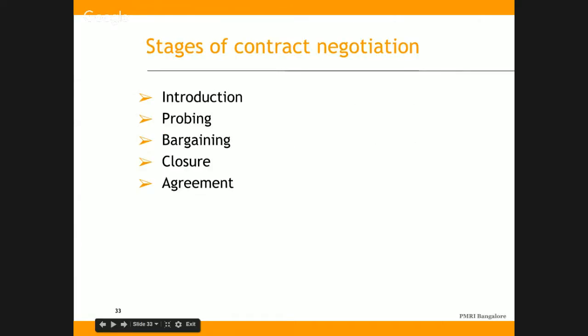And the stages of contract negotiation. At first, both the parties introduce themselves, then a kind of probing about the problem and the solution happens, then the bargaining happens, then the closure, and the agreement is signed.